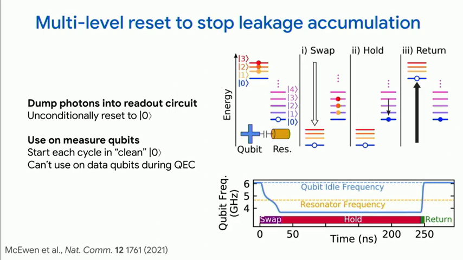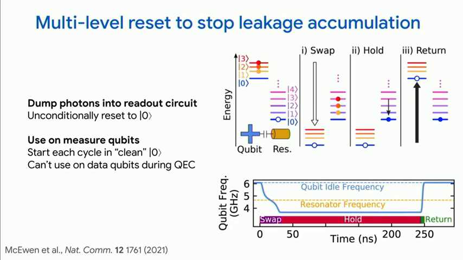So the first tool in our toolbox to deal with this is something that we call multi-level reset. It's actually the one component I didn't tell you about in the beginning of the talk. When you're resetting a qubit, it doesn't come for free that you can reset the 2-state or the 3-state. It's not just all the photons leave the qubit. You have to design that.